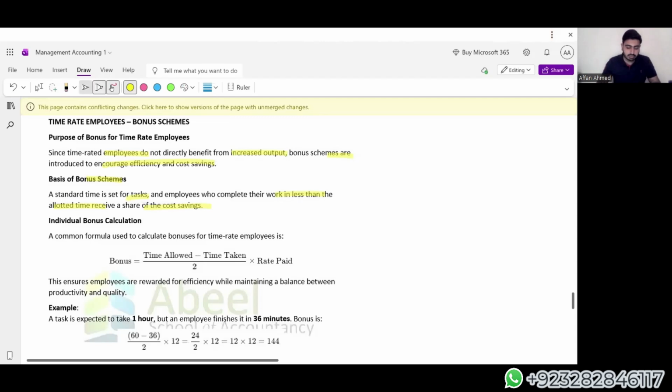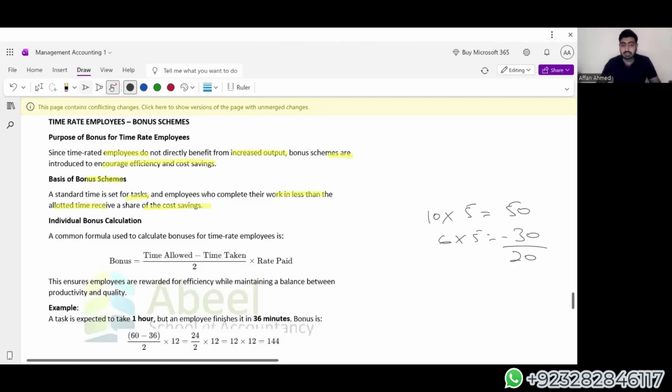Okay, let's say I am saying that one job will take 10 hours and for 1 hour we are paying $5, so it will be 50. Okay, now if an employee completes the task in 6 hours, let's say, you are going to have a cost benefit of how much?